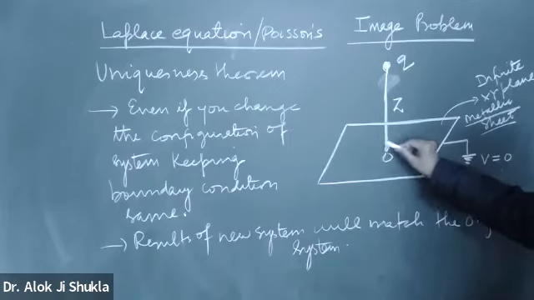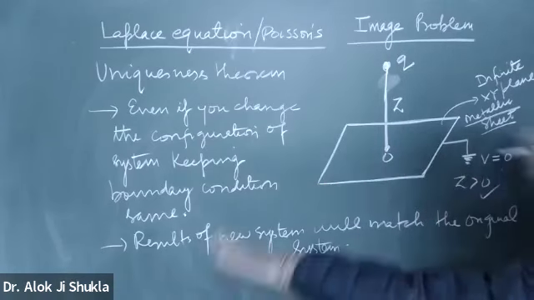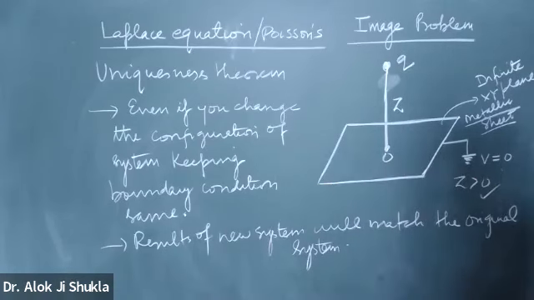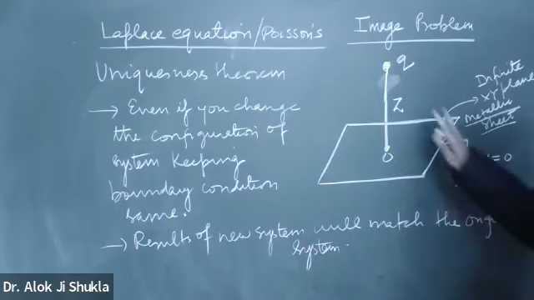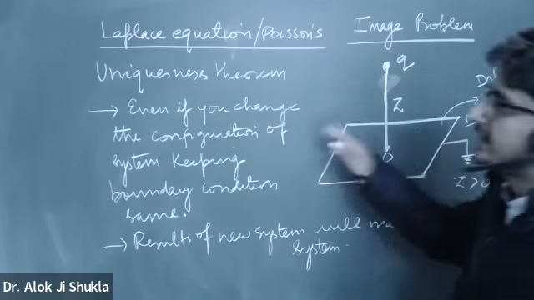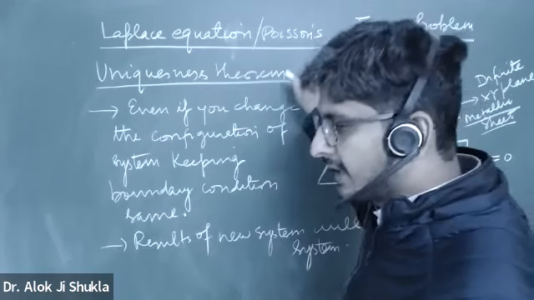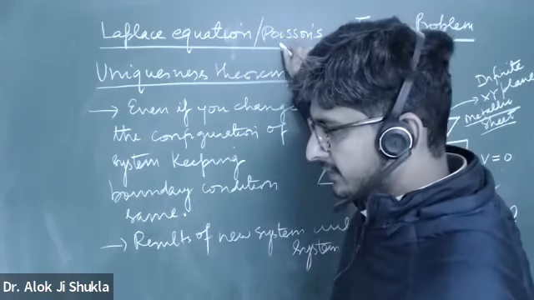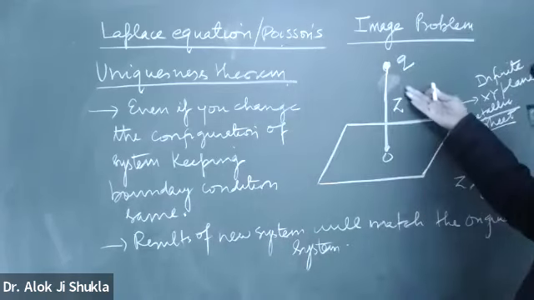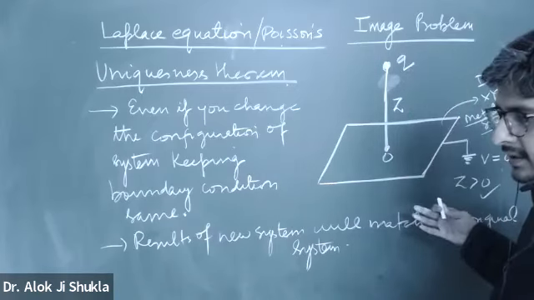Why is this a tough problem? Because it is very difficult to calculate the induced charge which will appear on the surface. This is an infinite surface. Okay? Okay. So this is a classic problem that could not be solved for many years. Then I told you there is a theorem that is called the uniqueness theorem. This is based on the Laplace equation and Poisson equation. In this case, Poisson equation, because this is not a charge-free region, this is having a charge. So Poisson equation will apply.